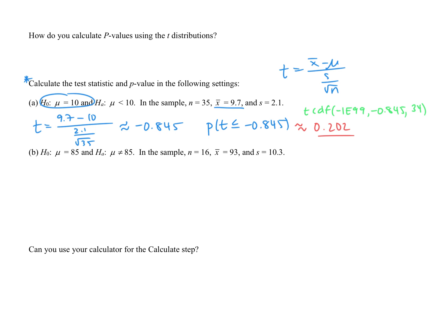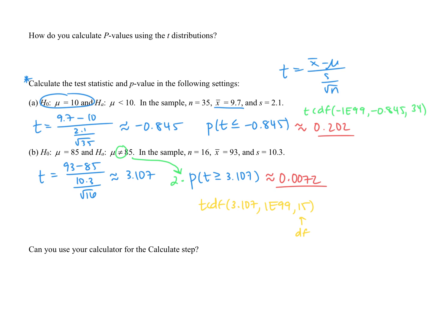I would like you to take a minute and do part B, please. Let's come back together. It seems like we're having some issues figuring out what to put in the calculator in terms of direction. A lot of us got the right test statistic, and a lot of us knew to double our answer. But then many of us got a probability that was bigger than 1. And we noticed that and said, oh, something went wrong, which is great.